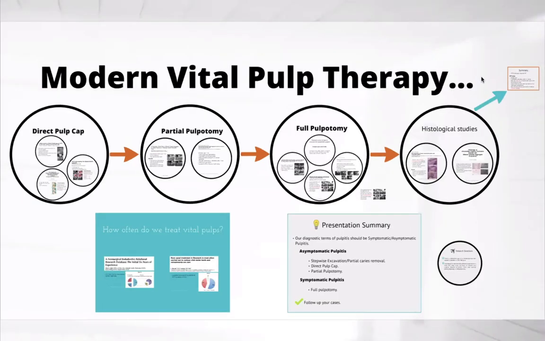Now, typically, when you have an asymptomatic tooth that has deep caries, you can actually do indirect pulp cap, which is basically partial caries removal, where you just remove the caries peripherally and leave the caries close to the pulp to maintain a good 2 millimeters of remaining dentine thickness to reduce the chance of exposure. You can only do that when you have an asymptomatic tooth. But if you have a symptomatic tooth, then you have to think about other things.